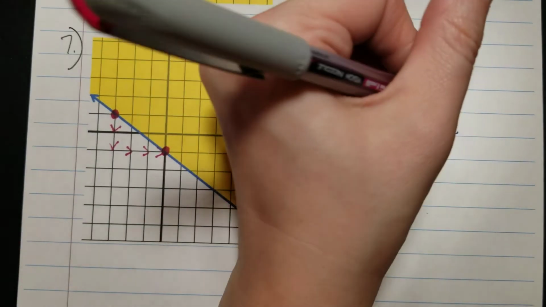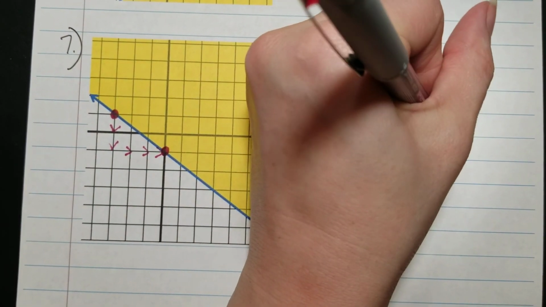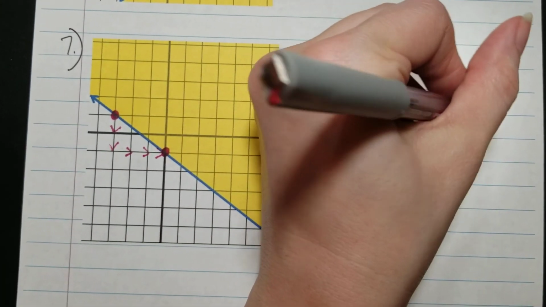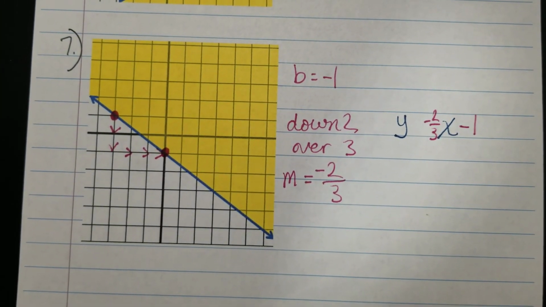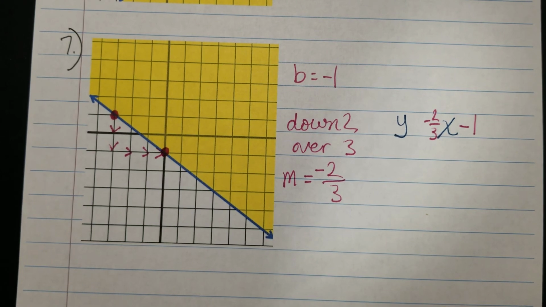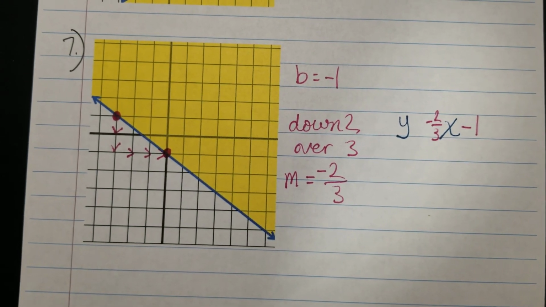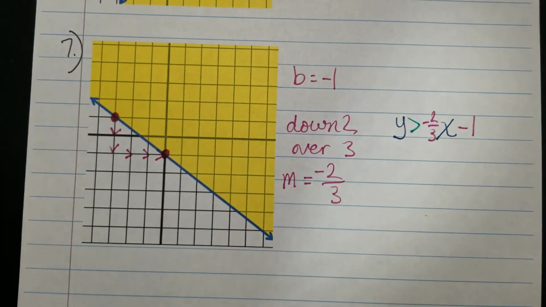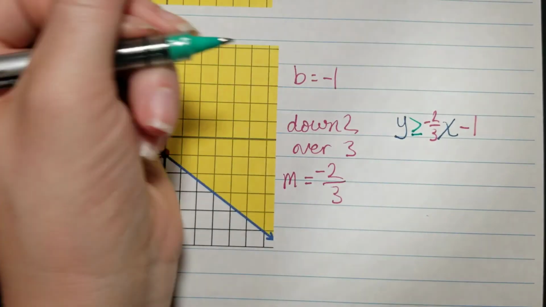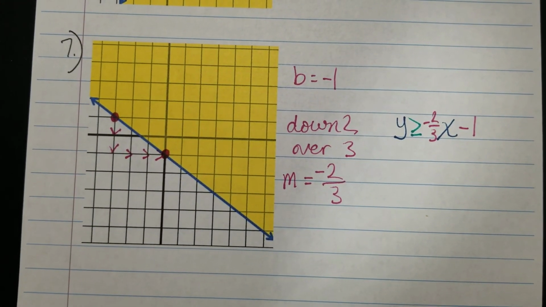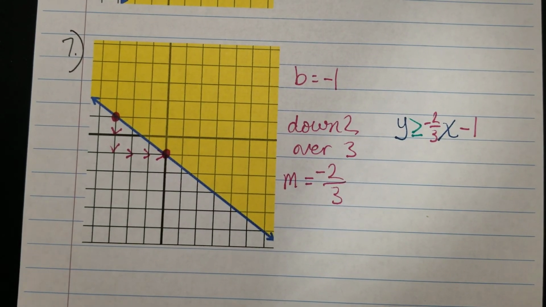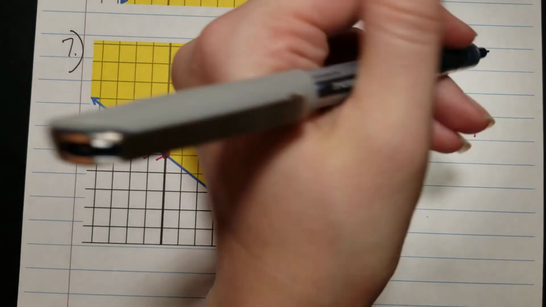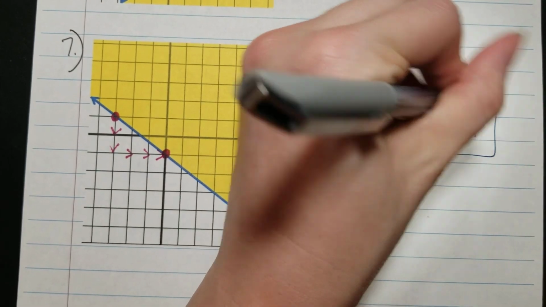So it's going to be -2/3 x minus 1. Now the shading is above the line, so that's going to be greater than. And in this case, it's a solid line, which means it's or equal to. So y is greater than or equal to -2/3 x minus 1.